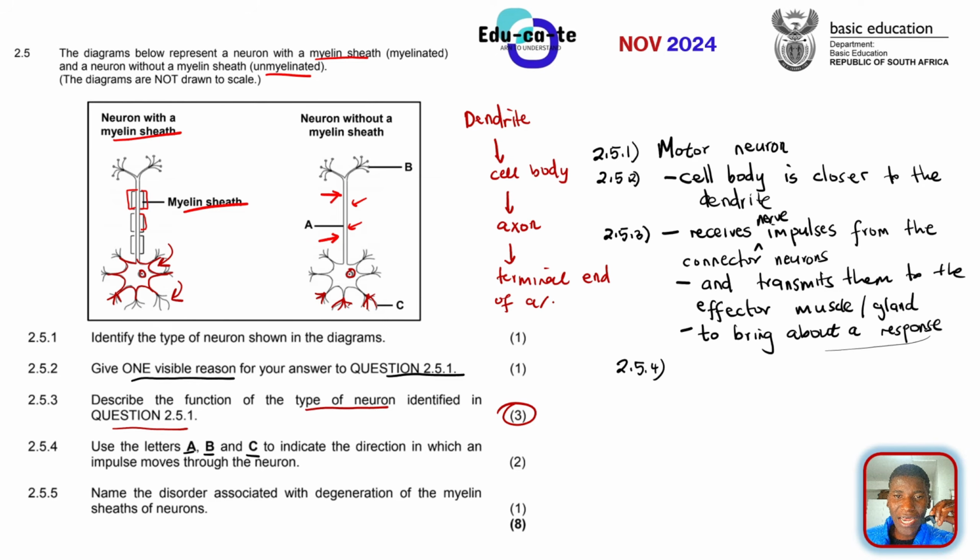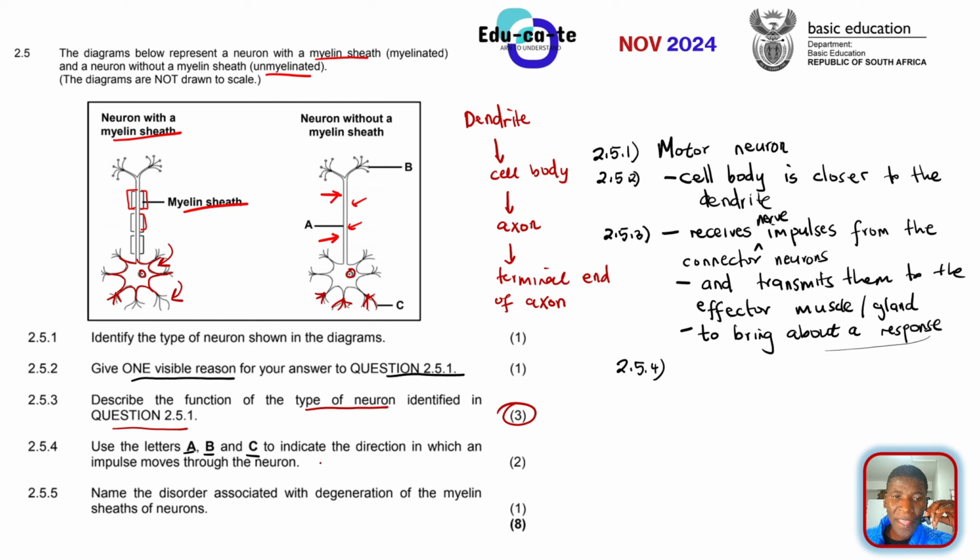And eventually, that's where the synaptic gap will be, and then they will jump to another neuron. So this is just a simple skeleton of catching this drift. Impulses move from the dendrite to the cell body, to the axon, and then to the terminal end of the axon so that they can go through a synaptic gap.